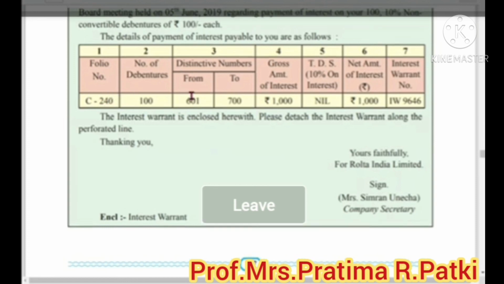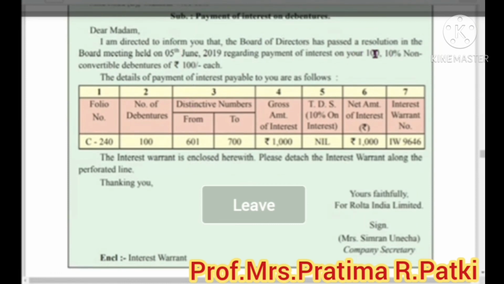Number of debentures is 100 because as per our letter, 100 debentures we have received. Distinctive numbers, to number of debentures 100 is there. Then any gap of distinctive numbers of 100 you can keep. So what you need to remember is the gross amount of interest is 1,000, TDS is 0, nil, and net interest. Over here 1,000 minus nil is 1,000.